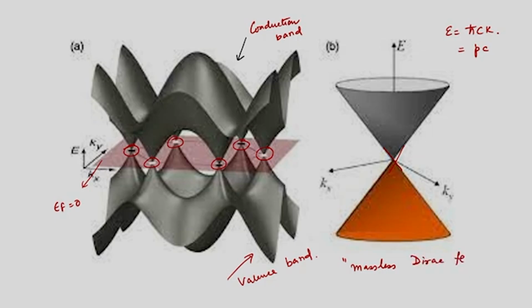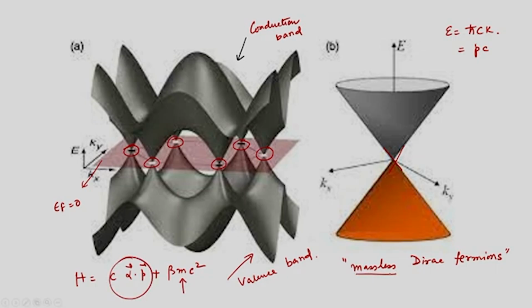And why are they called massless Dirac fermions? Let me tell you that the Dirac equation is written as E equal to c alpha dot P plus beta m c squared, where alpha and beta are matrices, P is the momentum, m c squared is the rest mass energy, and c is the speed of light. However, this dispersion that we will see in a while looks like only the first term being present, and the mass term is absent, and that is why it is called massless.